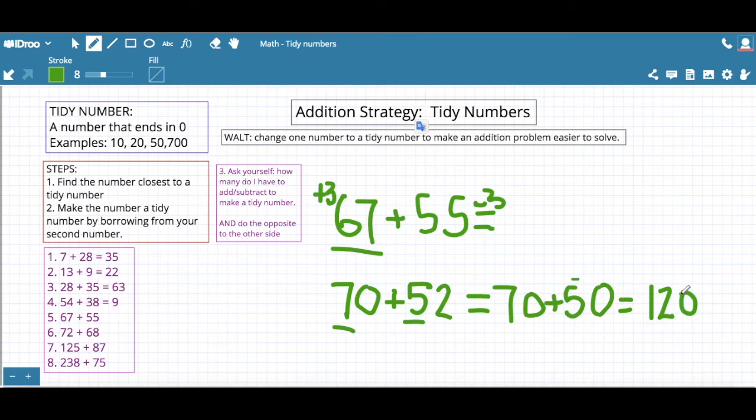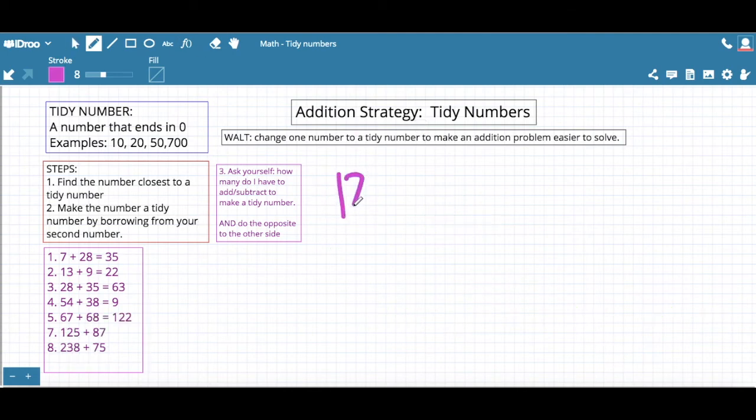120. And if you find this hard, please let me know and maybe we can work on understanding how that works. Okay, and then we just have to add our 1s, so we now plus 2. That gives us a total of 122. Okay, 125, so bigger numbers again. You can do it though. Plus 87.